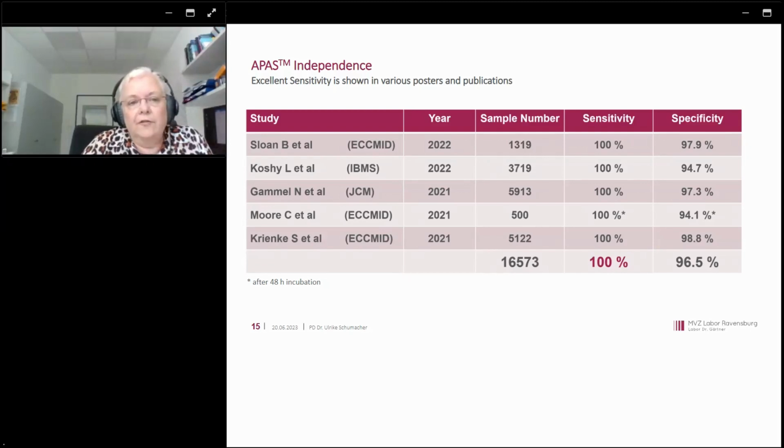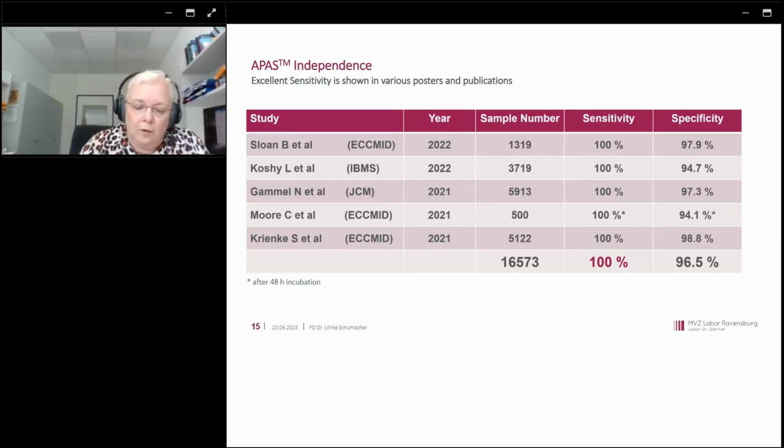And I show you here 5 independent studies of the last years which have tested more than 16,000 samples for MRSA. And all of these 5 independent studies show a sensitivity, as Steve says, of 100%. So you can be pretty sure not to overlook an MRSA. The specificity is better than in our hands in the studies, reaching from 95% to 98%.